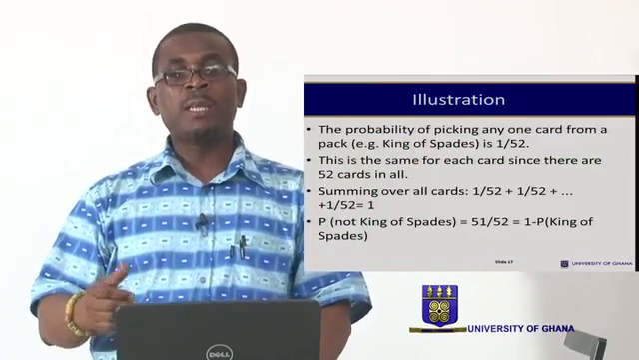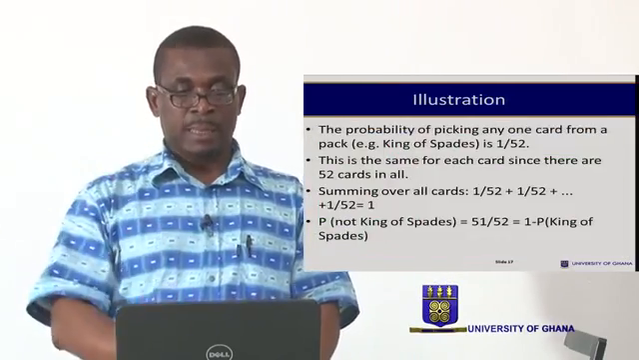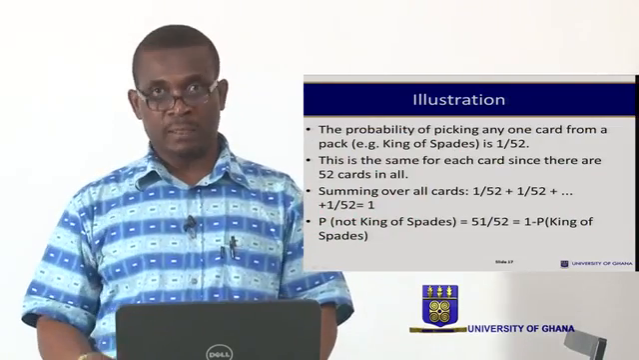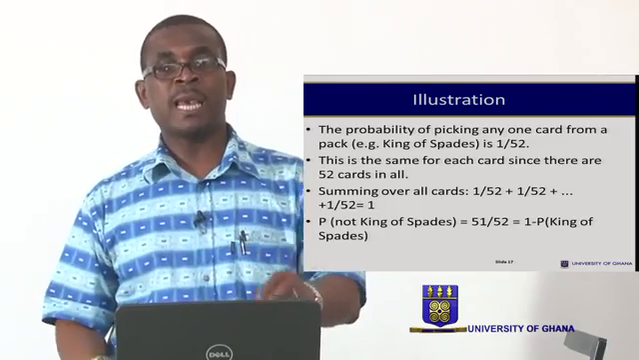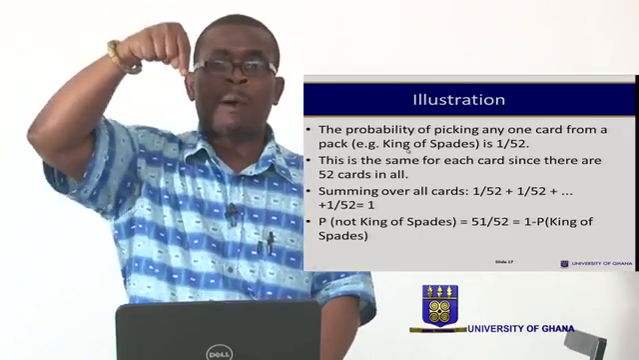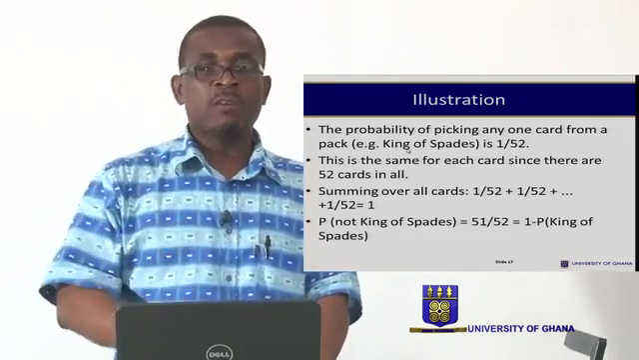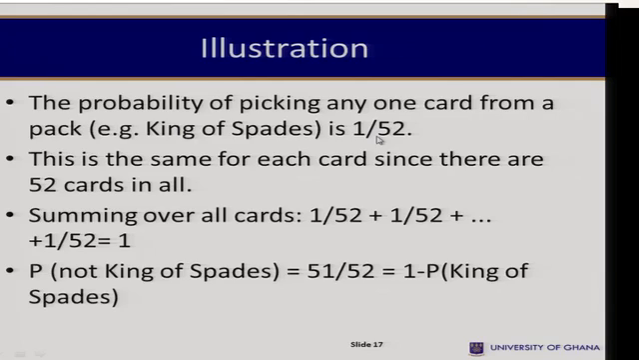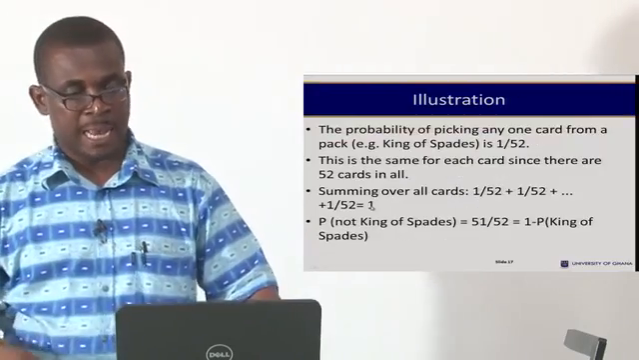Now, if these cards are put upside down, flat, what is the probability of picking one card that would be a king of spades? So it must be a king and it must be a spade. Because there's only one card among the 52 that is a king of spades, the probability is 1 over 52. And because there are 52 cards, for each of them the probability of drawing them is 1 over 52. So if you sum 1 over 52, 52 times, it gives you 1.